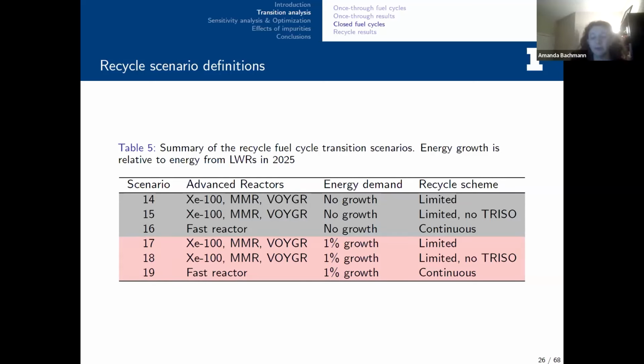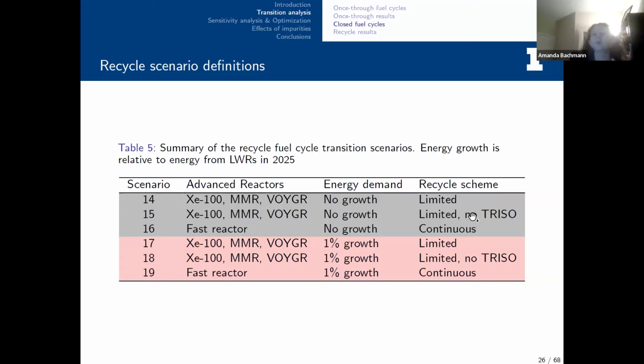So then I use that new reactor model within Cyclist in order to model these recycle scenarios. And so I looked at basically 3 iterations of a closed fuel cycle, considering no growth and 1% growth energy demand. So I looked at the 3 advanced reactors being deployed in what we call limited recycle schemes.